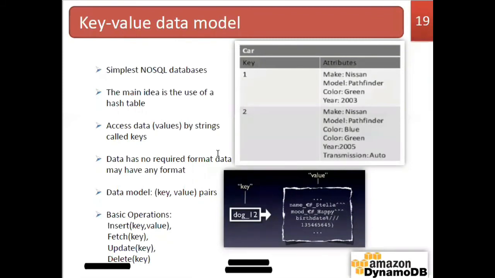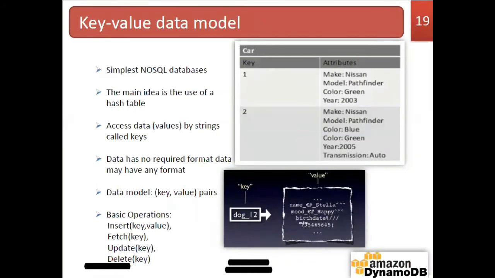How can you access the data? You can just access the data by string keys. Whatever key we generate here will be in the form of a string, and using the string key you can access the data, right? The data has no required format; it may have any format. Since you are going to save the data as it is in your value place, no strict format is followed here, right?